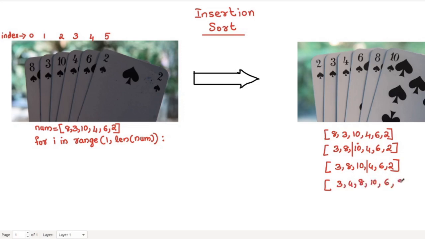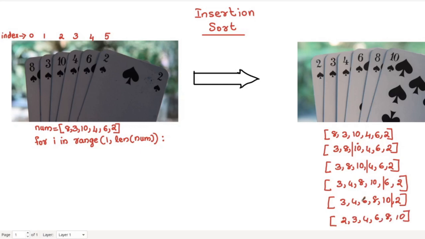Next we consider 6. 6 is compared with 10, and we swap it. Then 6 is compared with 8, and we swap it. 6 is compared with 4. Since 6 is bigger, we are not swapping it. So the list will become 3, 4, 6, 8, 10, 2. Then again we consider 2. In the case of 2, we need to move it to the first position. After swapping all this, our list will become 2, 3, 4, 6, 8, 10, which is in sorted order.